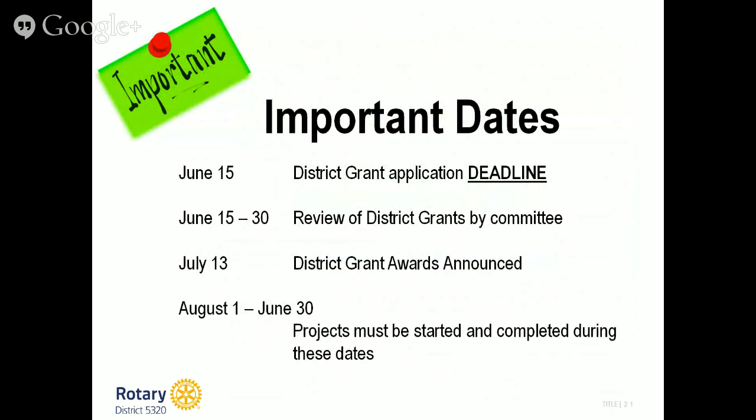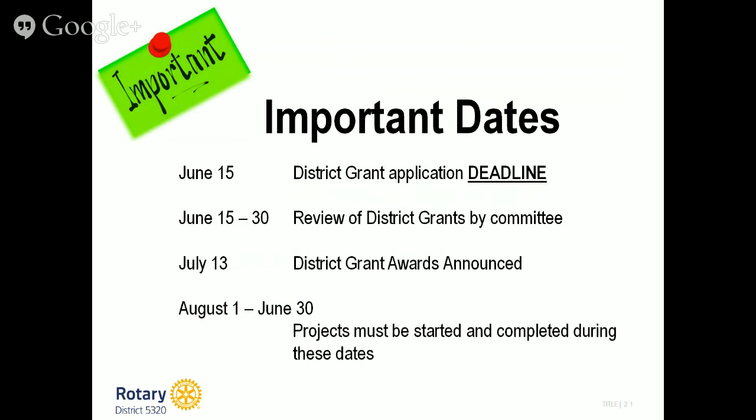So what are our important dates this year? First is June 15th. It's the district grant application deadline, and that is a lot earlier than in the past. But the reason is you'll be able to start your projects a lot earlier. August 1st should be the date when the projects would start. So you'll complete your projects between August 1st and June 30th.